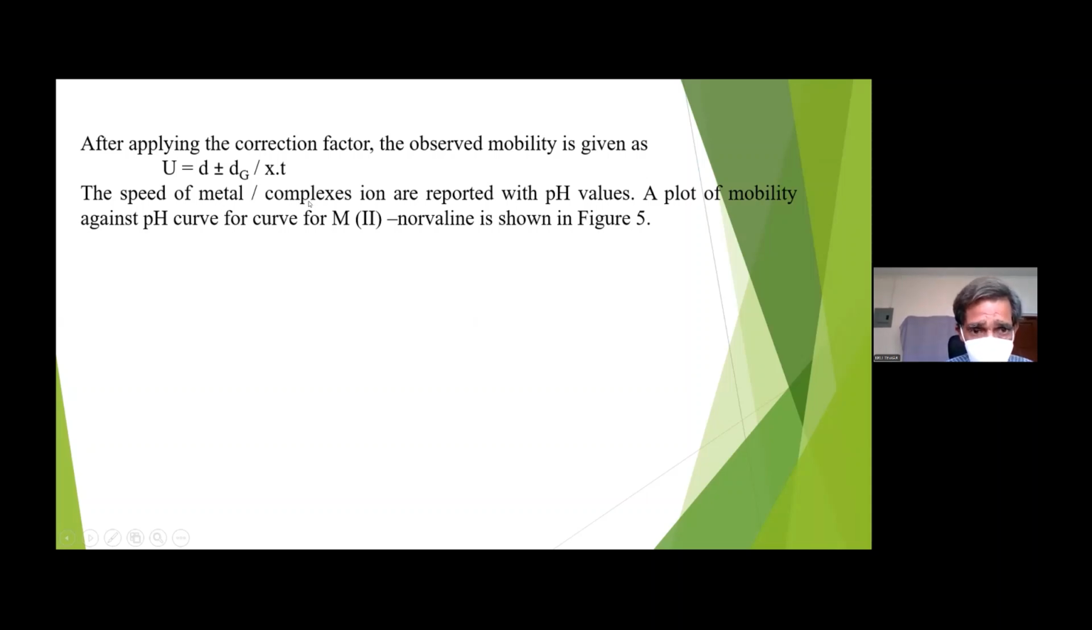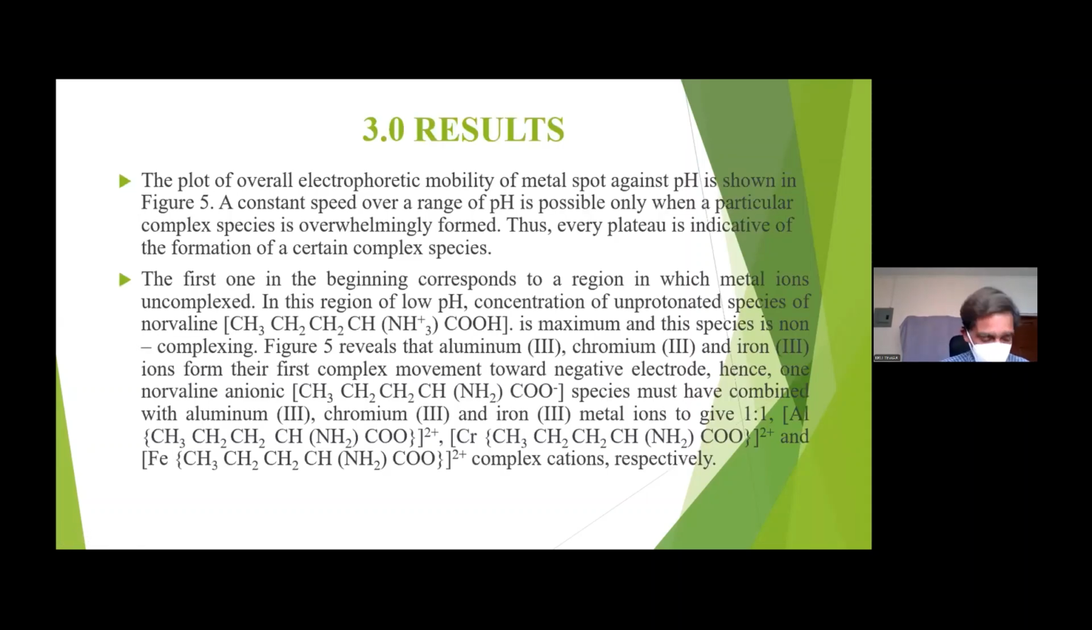The speeds of metal complex ions are reported with pH values. A plot of mobility against pH for metal ions with norvaline is shown in figure 5. Now the results. The plot of overall electrophoretic mobility of the metal spot against pH is shown in figure 5.